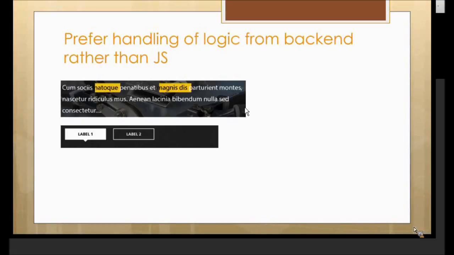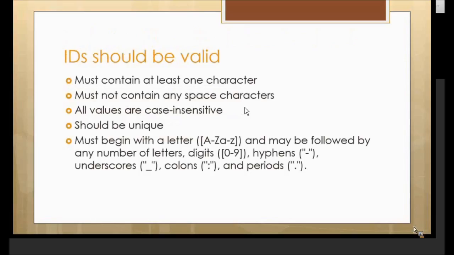So IDs, these are some of the things. An ID should be at least one character, must not contain any spaces, all values are case sensitive, and should be unique. Again, because in front end we just have one file, if they copy paste the modules, the IDs should be generated in such a way that they are unique. It should always begin with a letter. I've seen that many times it begins with a number. It's not valid. Chrome has issues with that.